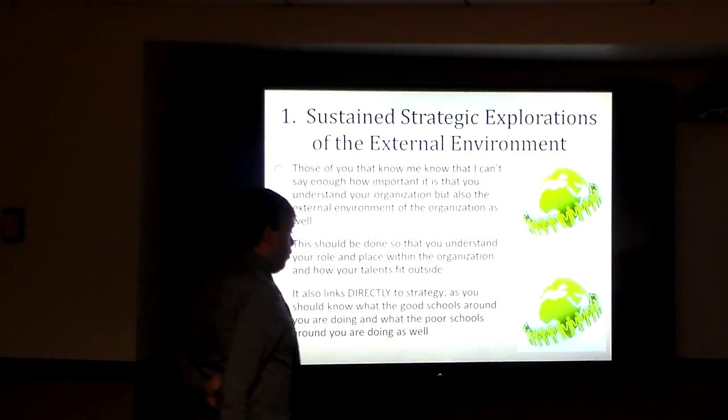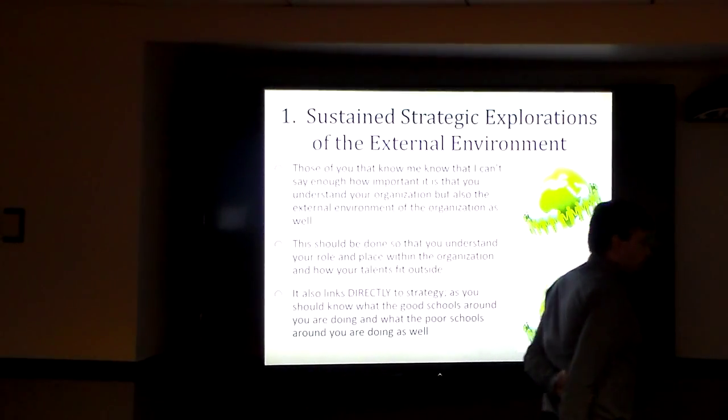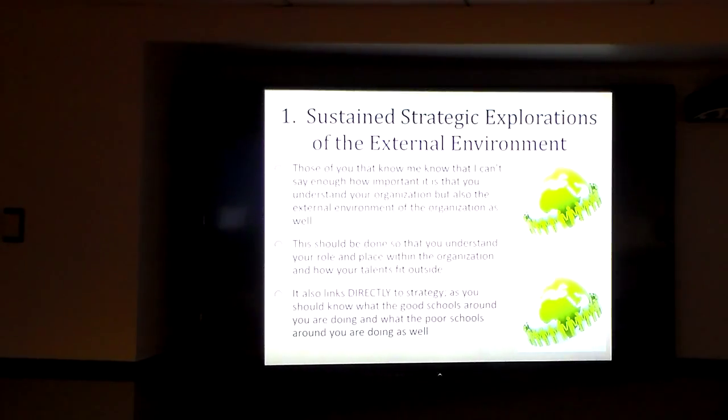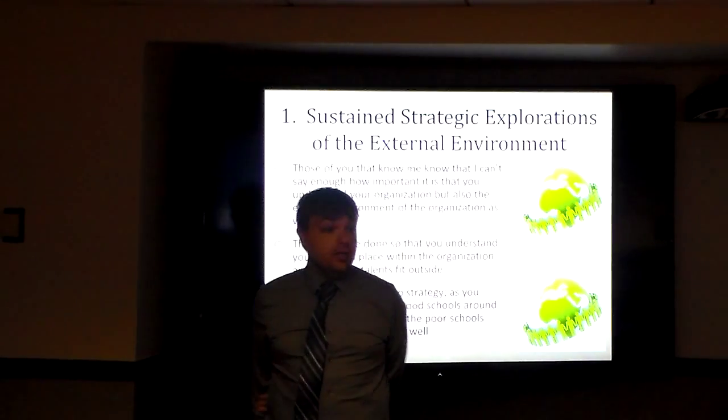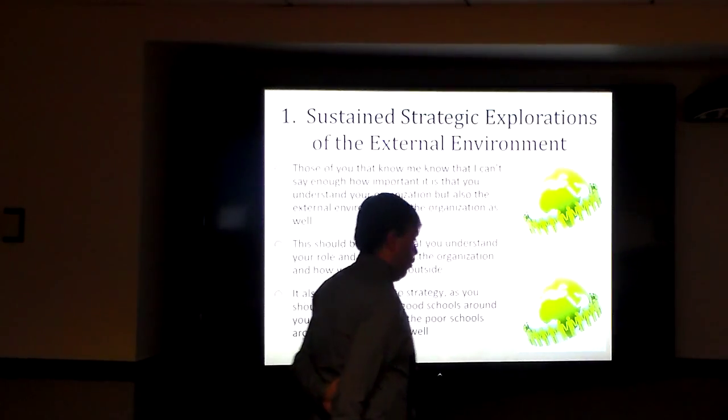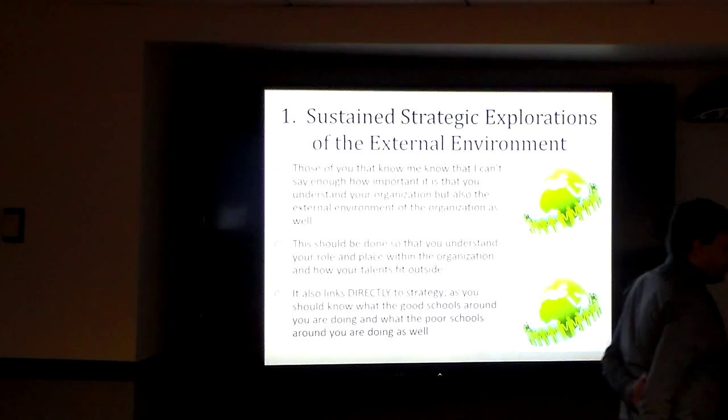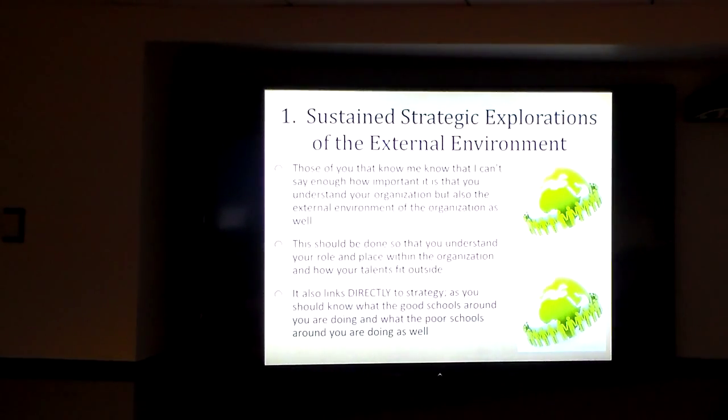You have to understand your organization in the external environment. The external environment can be the organizations that are your rivals. It can be other businesses that are in the district. For those of you that are in urban schools, it can be the charter schools that are potentially going to take your money that you expected to have to invest in your public school. So you understanding your organization and where your talent is will help you perform better in your organization. You need to know what the good schools around you are doing and what the poor schools are doing so that you can make strategic decisions.